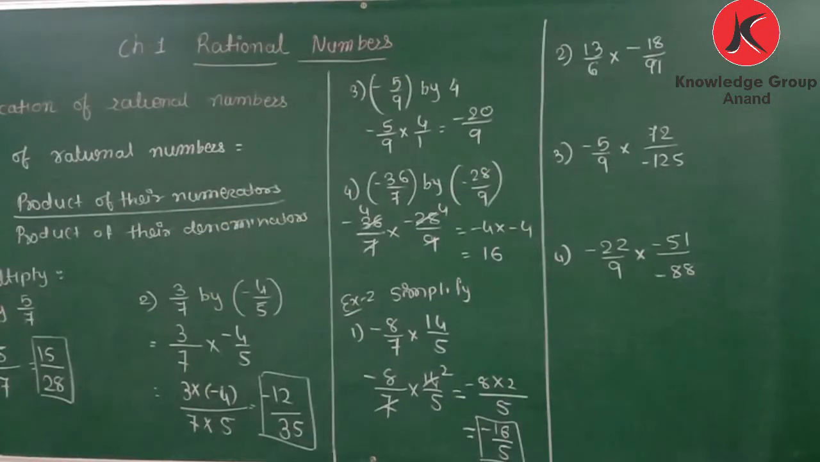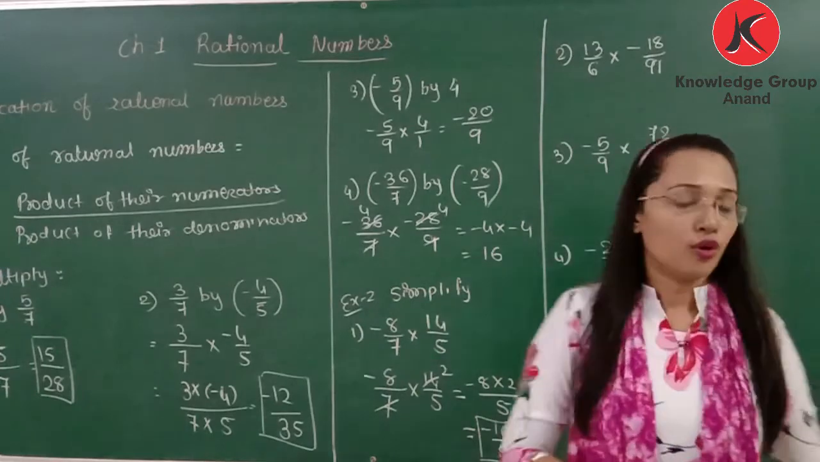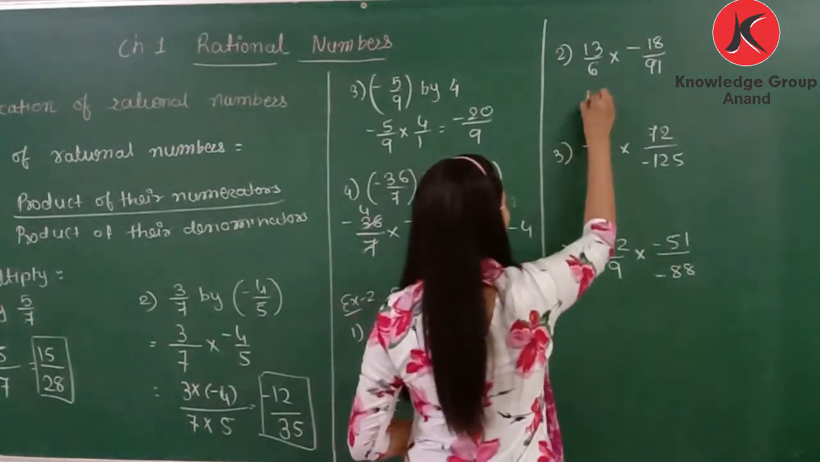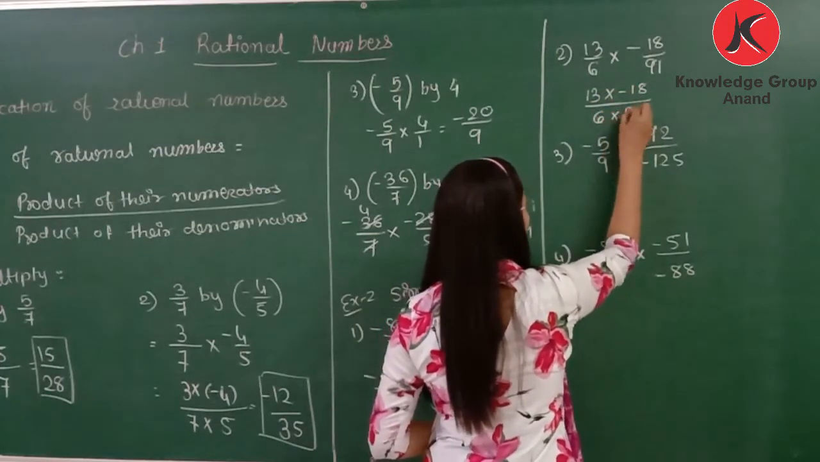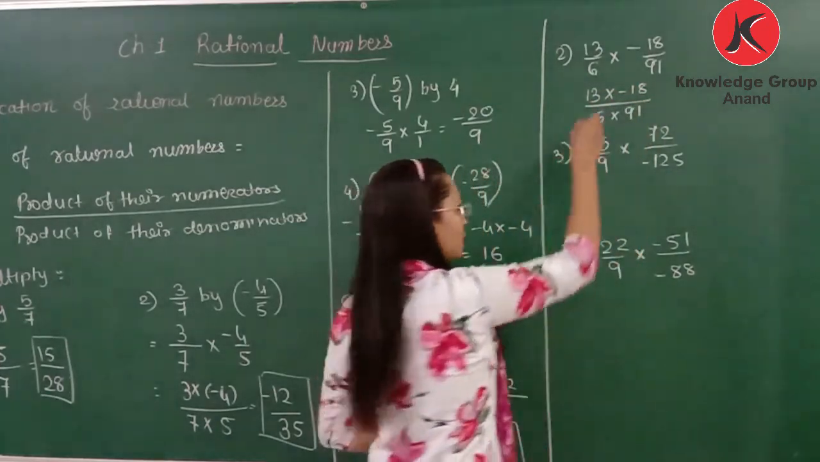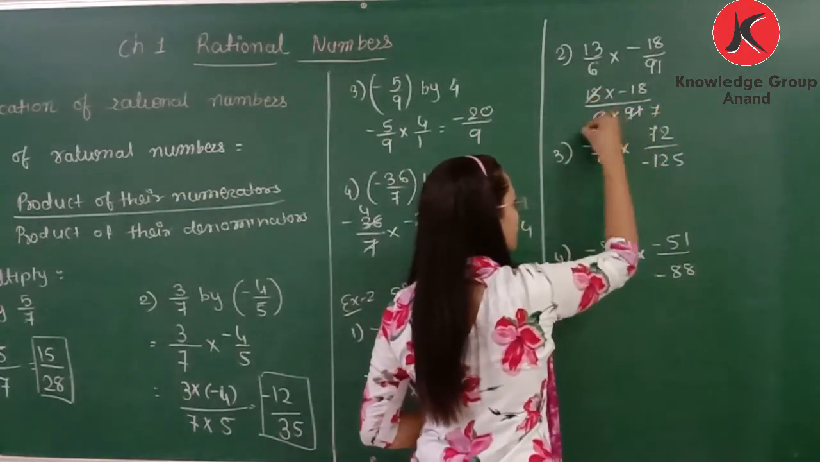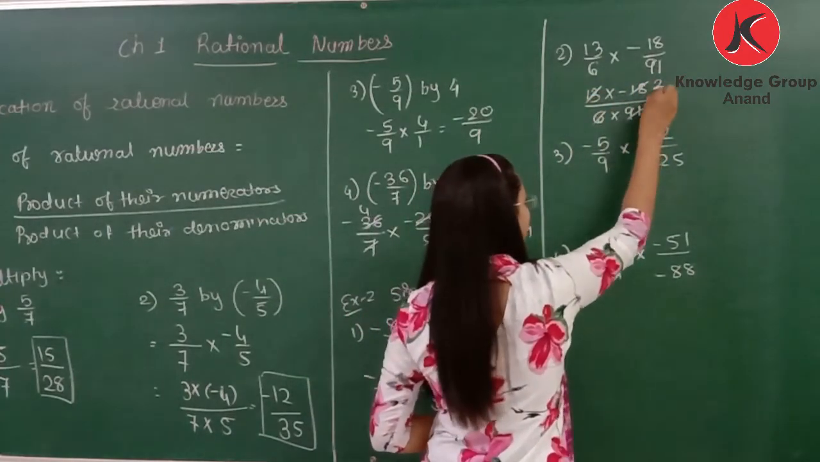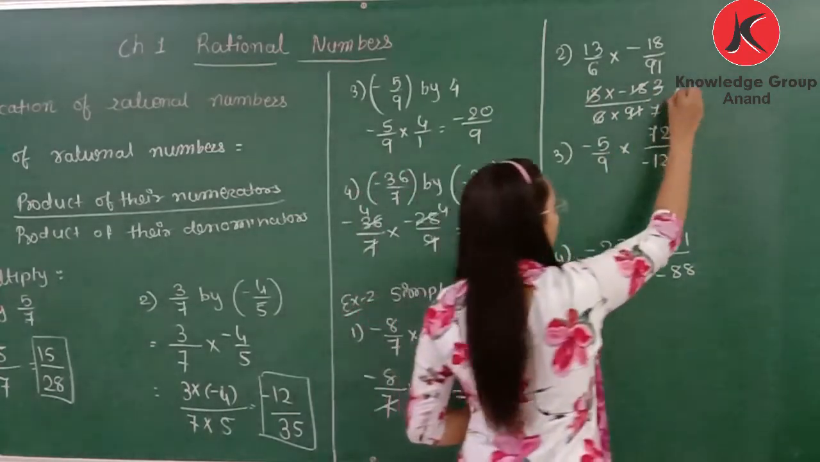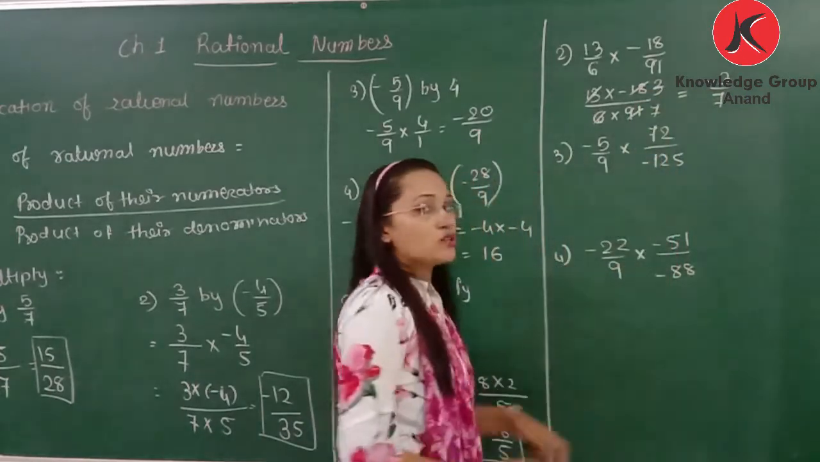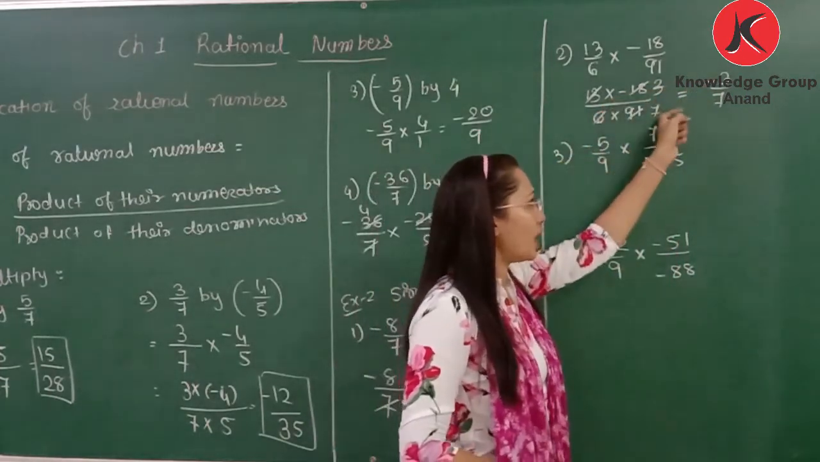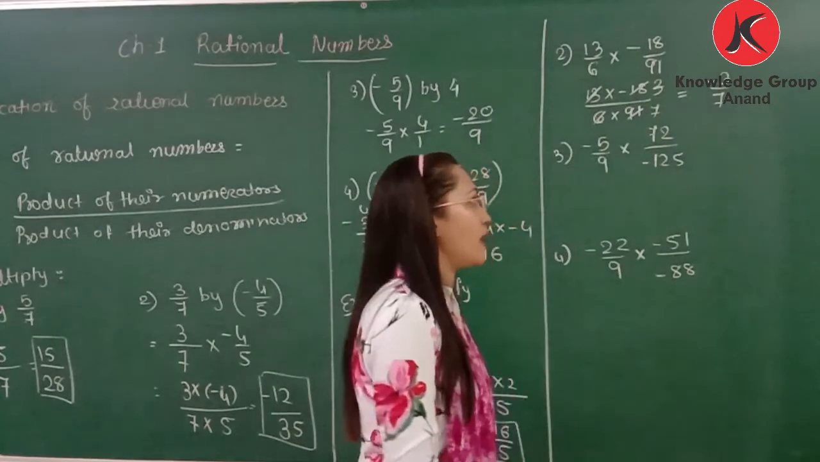Now let's take some more examples. Here example 2, 13 by 6 multiply with minus 18 by 91. Here you can write 13 multiply minus 18, divided by 6 multiply 91. Now 13 sevens are 91, and 6 threes are 18. So here we have minus 3 by 7 because minus 18 is there. In the numerator we have minus 3, divided by 7, so it is minus 3 by 7.